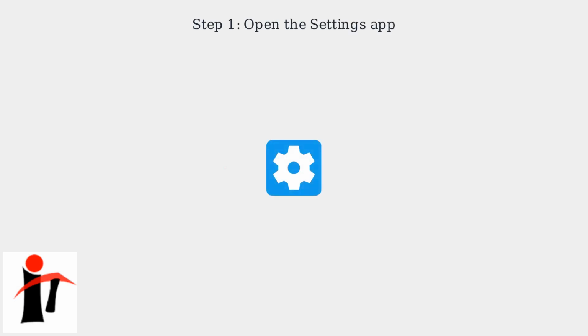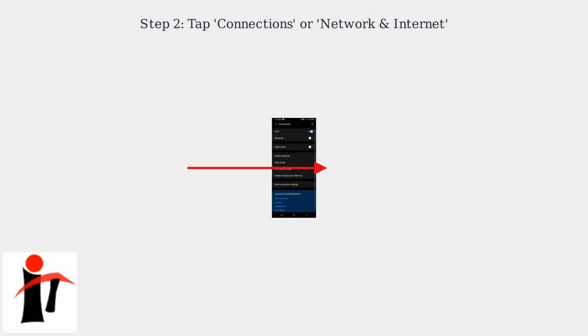Need to share your Rogers cellular data with other devices? This section will guide you through turning your Android phone into a mobile hotspot. First, open the Settings app on your Android device. Next, tap on Connections or Network and Internet. The exact wording might vary slightly depending on your Android version and device manufacturer, like Samsung or Google Pixel.